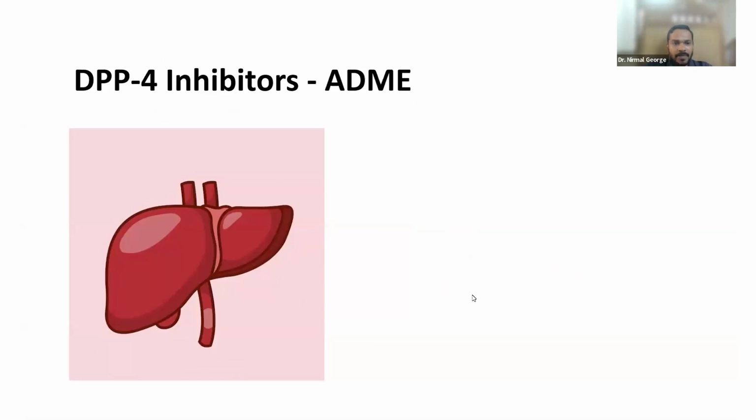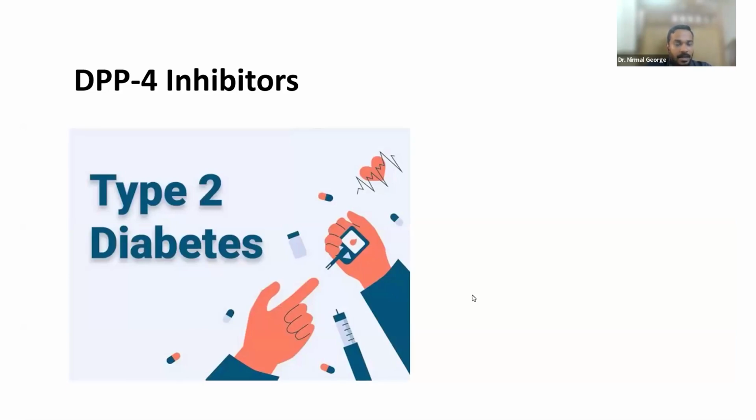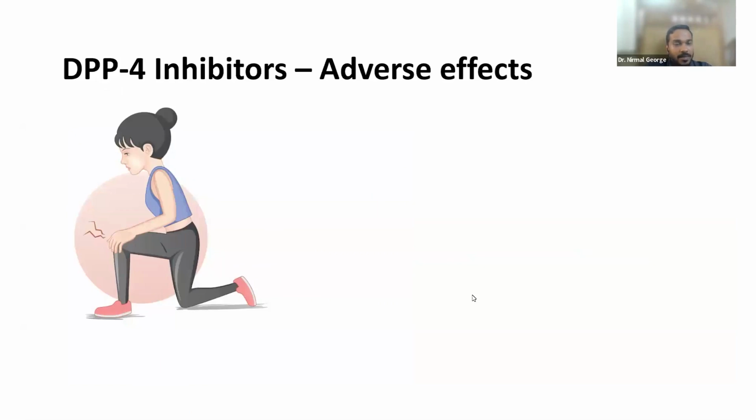Among DPP-4 inhibitors, saxagliptin is the one that is metabolized by the liver, and saxagliptin requires dose reduction in liver failure. Others are eliminated unchanged in urine. And linagliptin is somewhat eliminated by the hepatobiliary system. They are used for the treatment of type 2 diabetes mellitus, and they've got very mild reduction of glycated hemoglobin, 0.4 to 0.8%. And the major adverse drug reaction is joint pain.